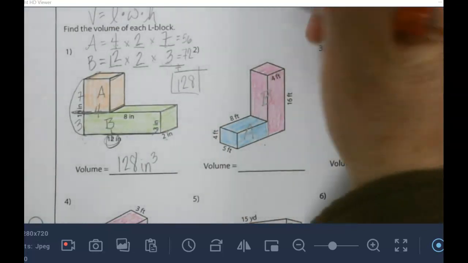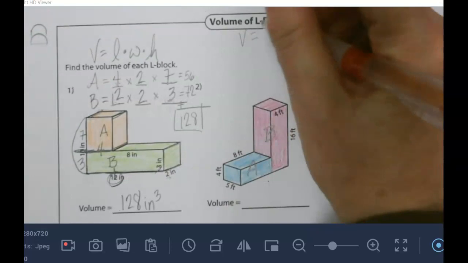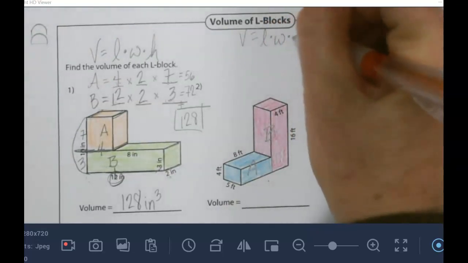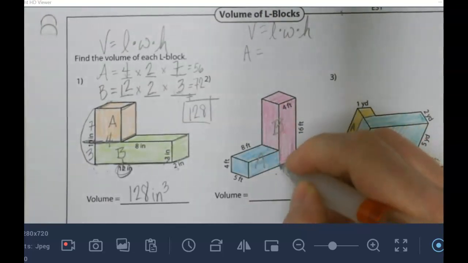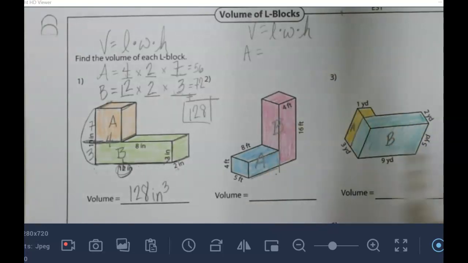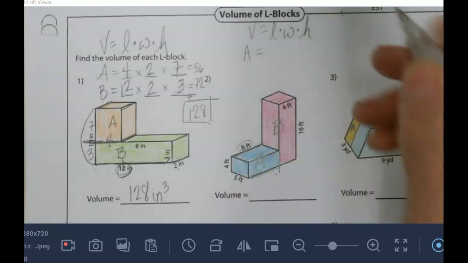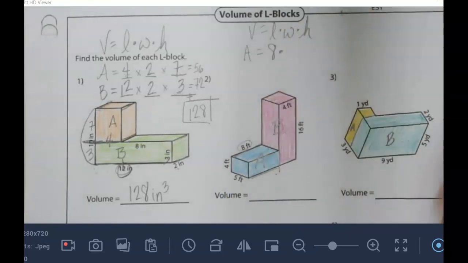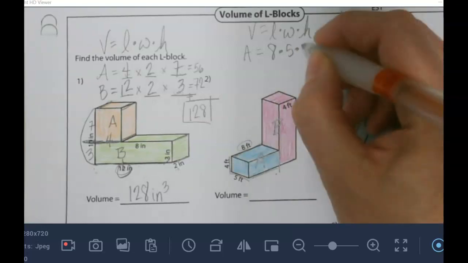Okay, once again, keeping in mind volume equals length times width times height. So for shape A, my length stops right here. I need this length, there's not a number. Still not a number. Keeping the parallel lines, there's the other parallel, and I've got 8. Now I need my width. Well, it's right there, 5, and my height is right there, 4.